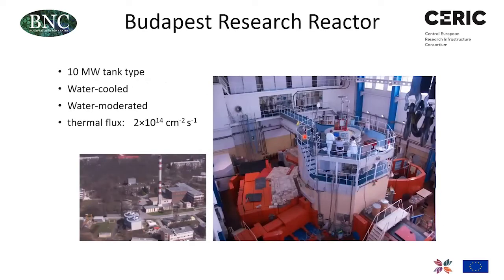The neutrons are produced in our case in the so-called Budapest research reactor, which is a 10 megawatt tank type research reactor. It's water cooled and water moderated. So it's like an energy production reactor. It has all the features of it, but it's much smaller in thermal power, of course. But on the contrary, the thermal flux in the active zone is much higher than in an energy production reactor. So this could be used for scientific research and material aging studies as well.